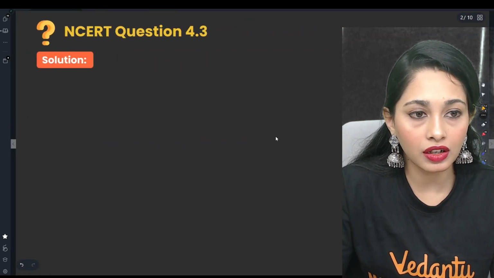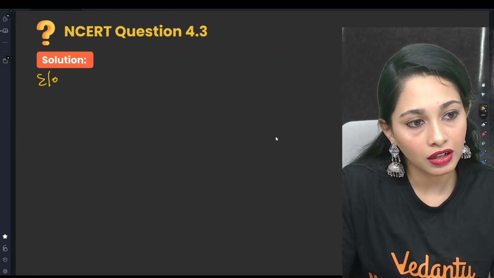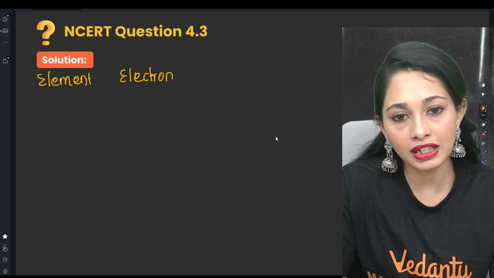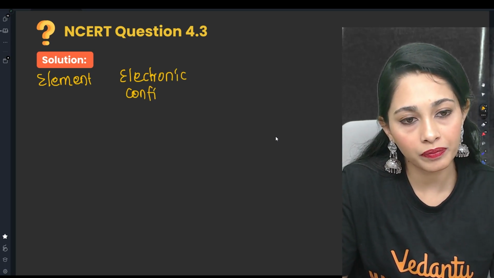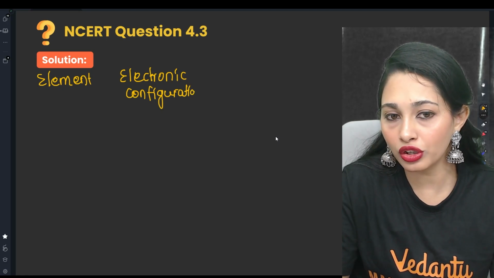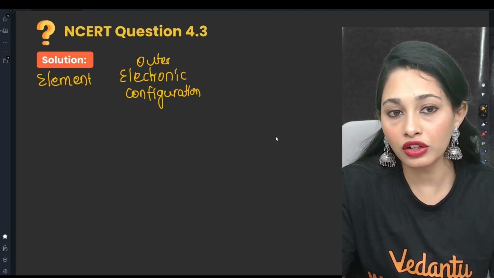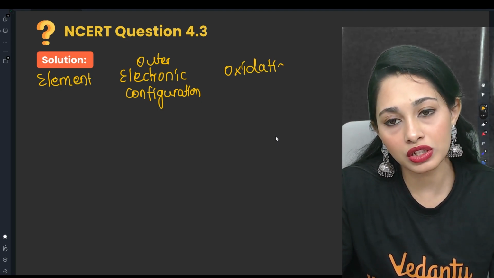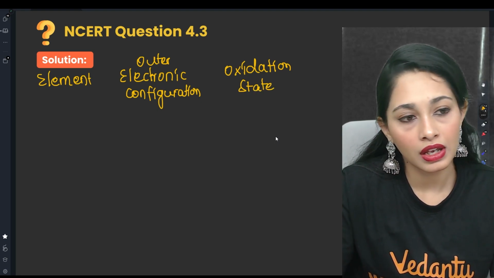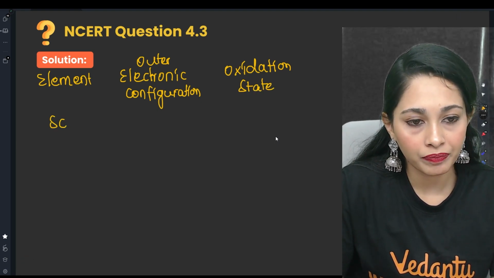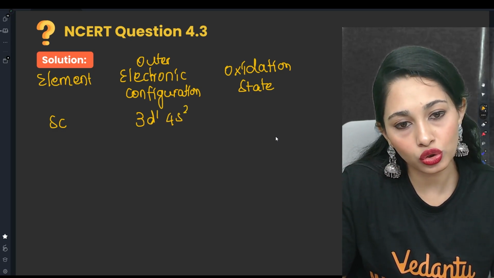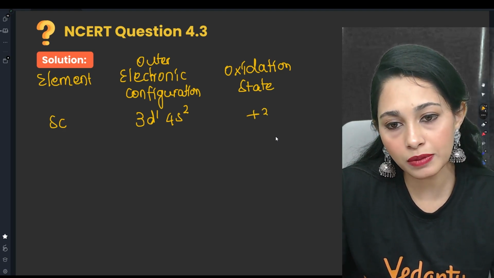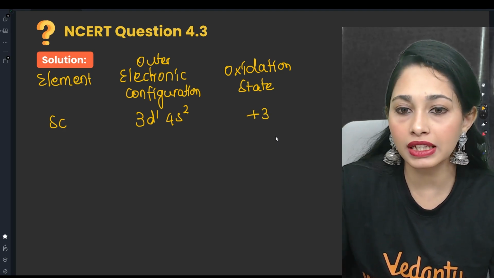First, let me write the oxidation state here. I'll write the element and the electronic configuration of the respective element. I'm going to write the outer electronic configuration here. Argon is the nearest noble gas. I'll write the oxidation states as well. When it comes to scandium, Sc, it is 3d1 4s2. This is the outer electronic configuration of scandium. The oxidation state of scandium is +3.